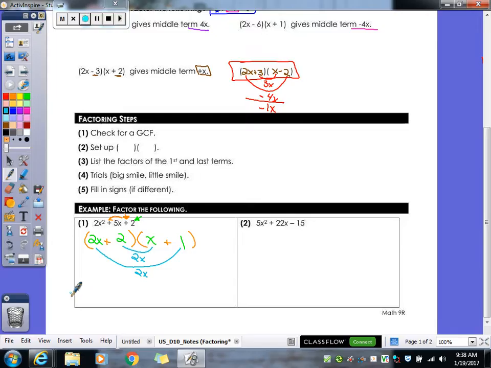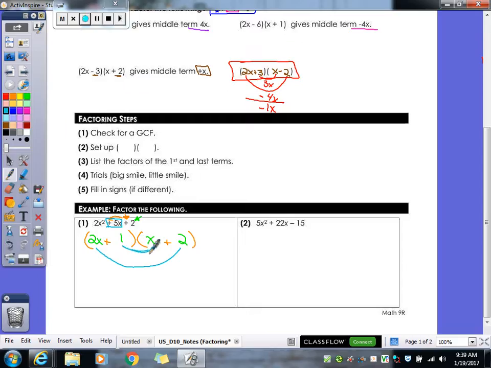So 2x plus 2x gives us, do I want 4x though? No, I wanted a 5x. It's not a prime. So what I'm going to do, I'm going to change my 2 and my 1. And I'll put the 1 here and the 2 there. So I'll flip them.